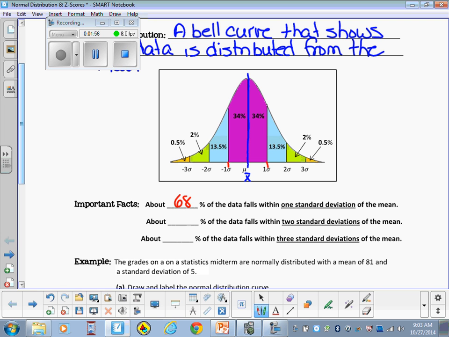So now we have two standard deviations above or below, and we've got what? 68 plus 27. So 95% of the data falls within two standard deviations. So 95% of the class has to fall there. And within three standard deviations, we pick up another 4%, and that's 99% of the class. And only 0.5% should be above that.